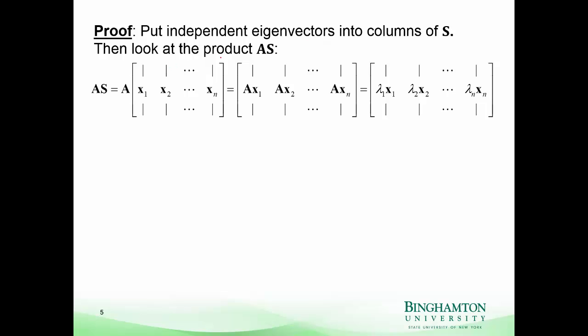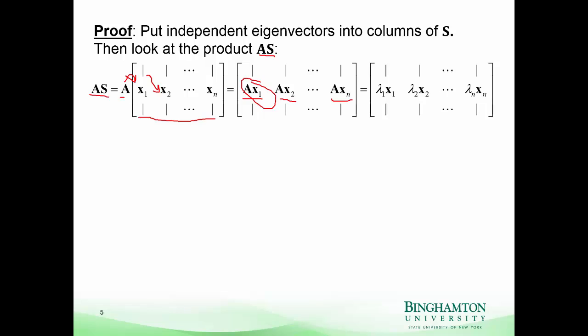S having as columns the eigenvectors. Then we're going to look at this product, AS. So here's AS. So there's A times a matrix that has all of the eigenvectors stacked next to each other as columns. And then, as we learned long ago, we're going to pass this A through, and it's going to multiply every one of these individual columns. So we now get a column here that's AX1, we get a column that's AX2, we get a column that's AXN. Okay, beautiful. But remember, each one of these is an eigenvector.